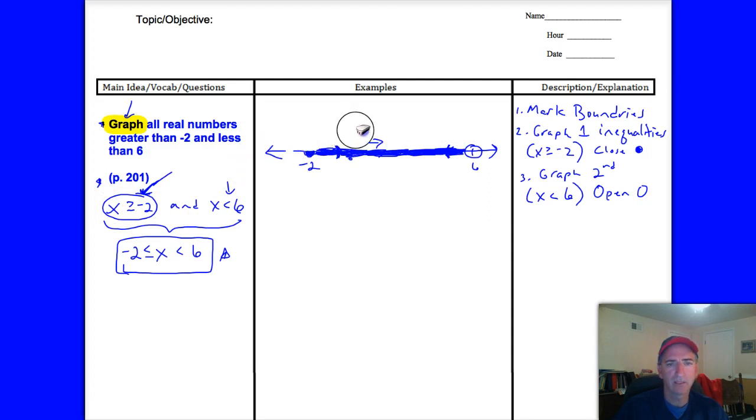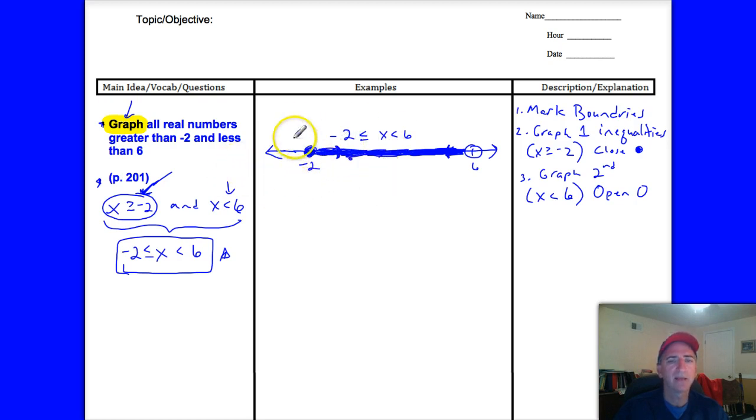I'm going to get rid of, whoops, I didn't mean to erase all that. I'll put it back here. Just getting rid of that arrow above. Okay, we've got that. So basically this area right here represents values of x. It's less than 6, and -2 is less than or equal to x. And there you can see the inequality.